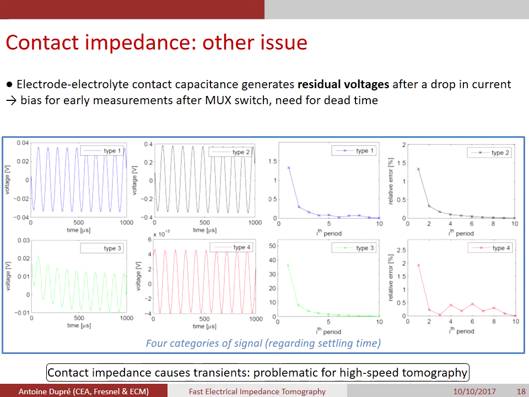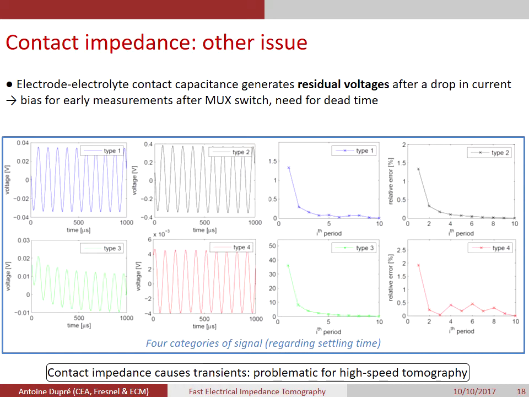When you have a sudden drop in current, for example, when you switch from one projection to another, some electrodes were used previously to inject the current and will not be used for current injections after. So this contact impedance is discharging and generates a residual voltage, and you can see that it affects greatly some of the measurements. And this causes a bias in the early measurements.